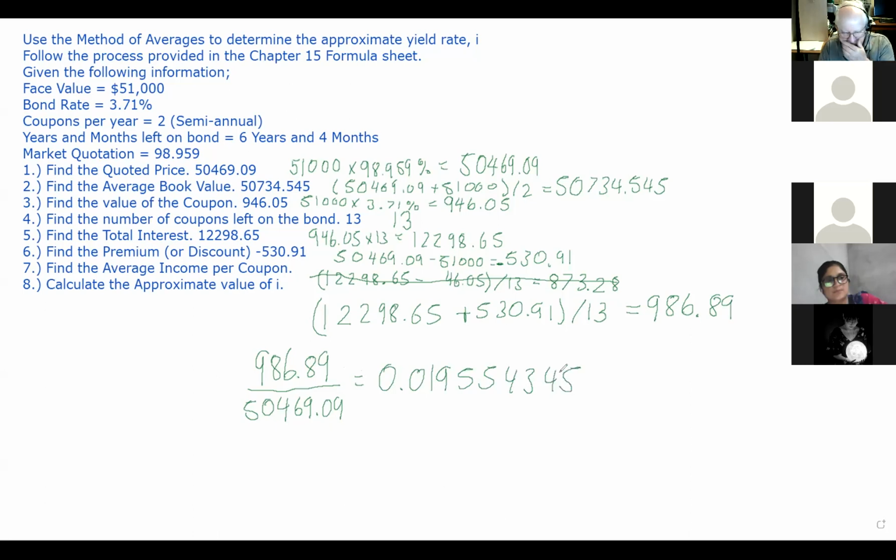0.019554345. And then it says multiply this by 100 to turn it into a percentage. So times 100, 1.9554345, and then times 2 because it's semi-annual, and they want us to round this to 4 decimals. So 3.9109.